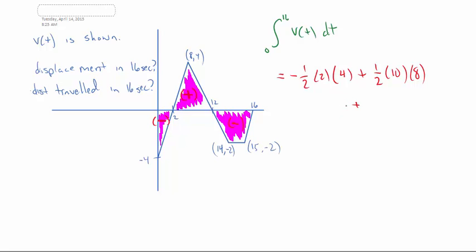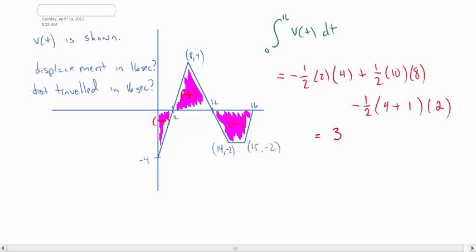And then we're going to subtract because this next area is below the x-axis. This is a trapezoid. Area of a trapezoid is 1/2 times the sum of the bases. Well, the 2 bases are 4 and 1 times the height, which is 2. And this area is something that we can just evaluate now. And what we get is 3. The total displacement is 3 units.